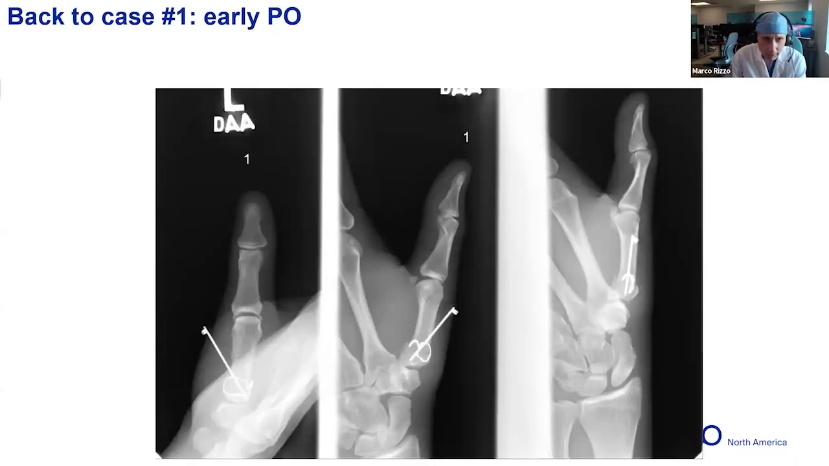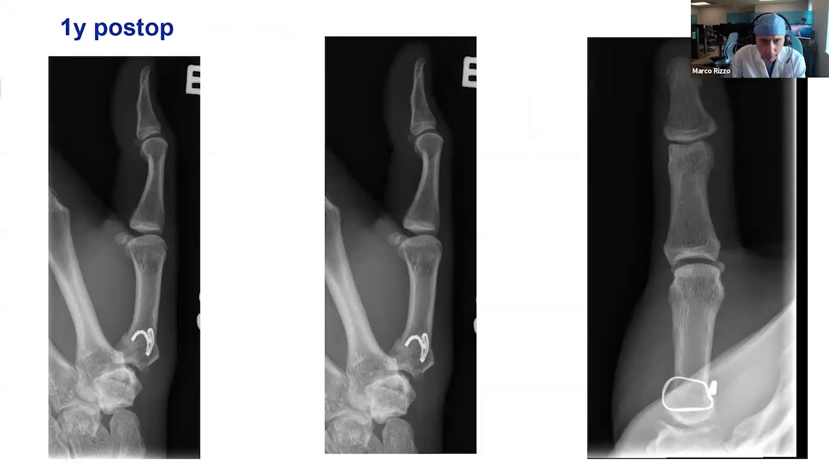So, let's go back to our first case, the initial case. This is what I did for her in terms of fixation and early post-op. This is her 1 year post-op, and she went on to do fairly well with regard to pain relief. In fact, I did her other side as well.